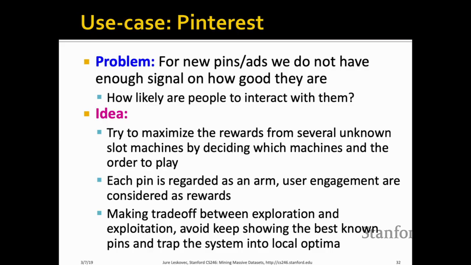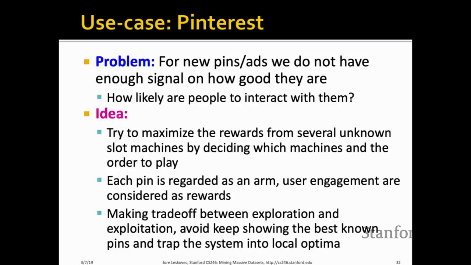So what we want to do is try to maximize the rewards from several unknown slot machines, and our slot machines are basically the different pins up there. We want to decide which ones we want to play and in which order we want to play them. So each pin is regarded as an arm, and the user engagement is considered as the reward.